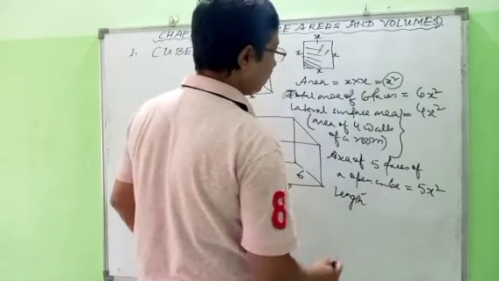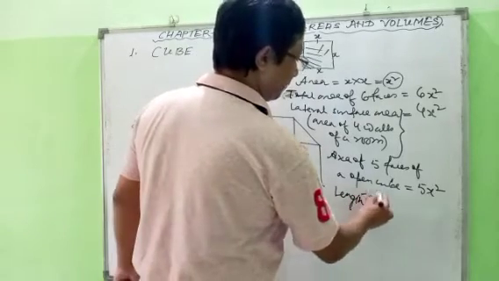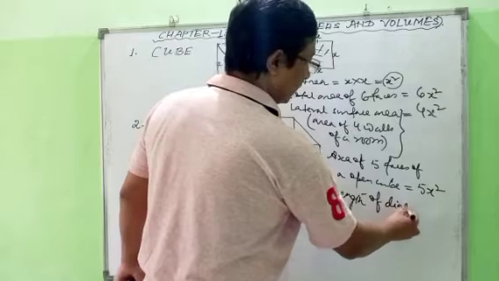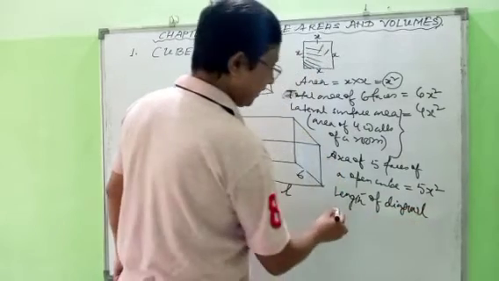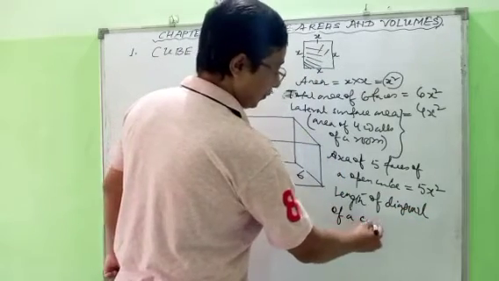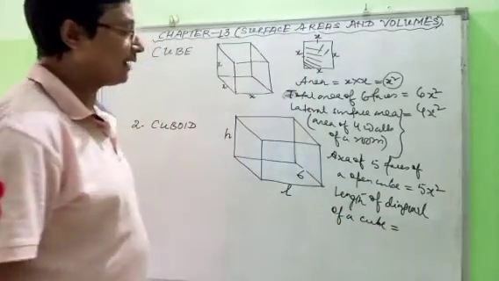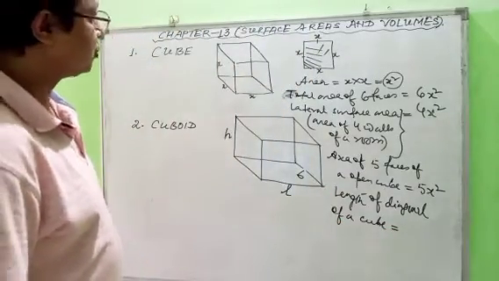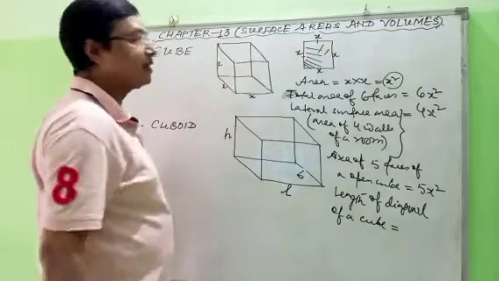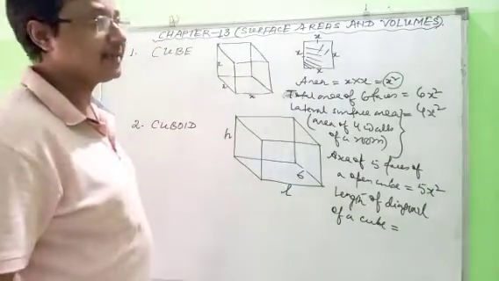The length of diagonal of a cube equals the length of the diagonal of a cube. Now, supposing you are going to keep one longest rod inside the room.